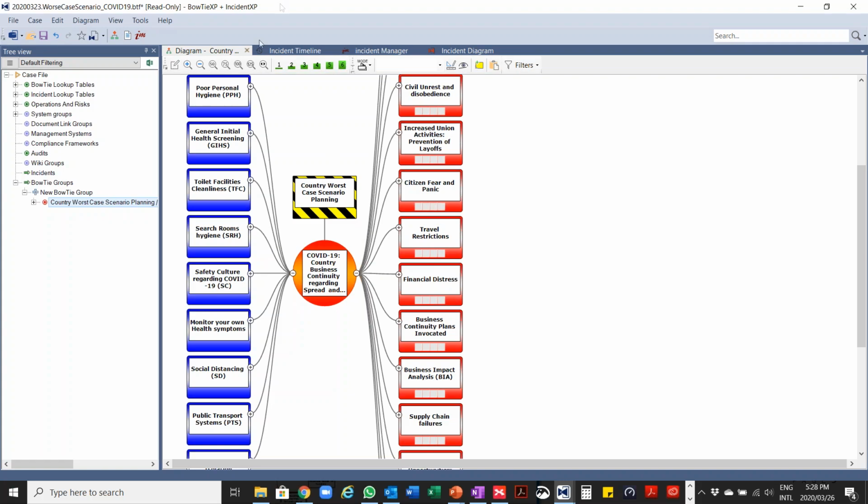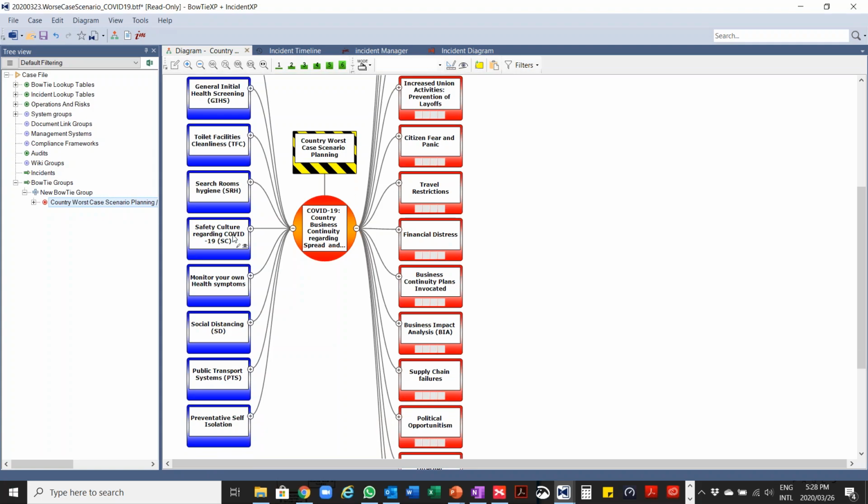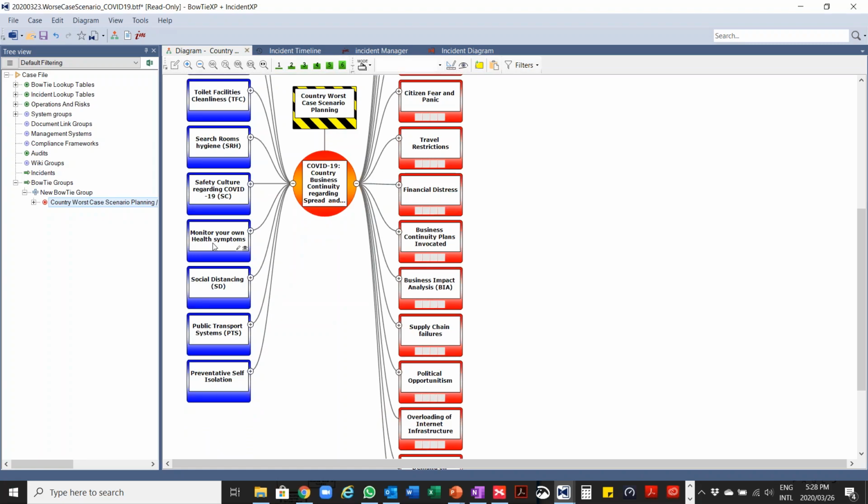So we have looked at personal hygiene, initial health screening, toilet facilities. We are working in the mining environment, where we are working with high value goods like diamonds, gold, platinum, etc. And the searching rooms, they are specific searching rooms that are looking at everything, and it is very, very detailed, and all of those are a risk and a hazard that you need to manage. Your safety culture, definitely monitoring your own health systems. It is not only dependent on government to be doing that, you've got a responsibility as well. Social distancing, public transport, and preventive isolation.